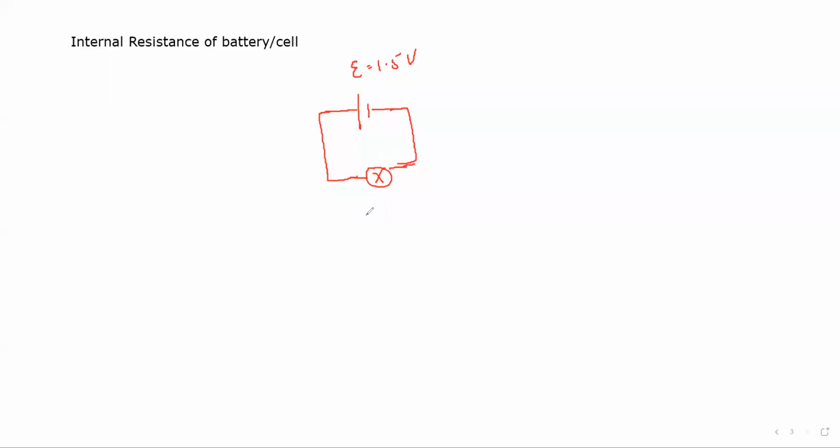But practically, it is not. Theoretically it should be 1.5, but practically it will not be 1.5. It is a bit less than 1.5, even for an unused cell. So what is the reason? Where is the voltage loss coming from, if the cell is labeled 1.5? It means some of the energy, or some of the work done per unit charge, is used to move through another component. So what is that component? That is actually the internal resistance of the battery. The battery itself has a resistance, and we call that internal resistance.